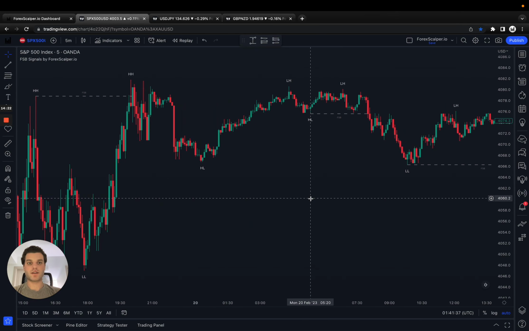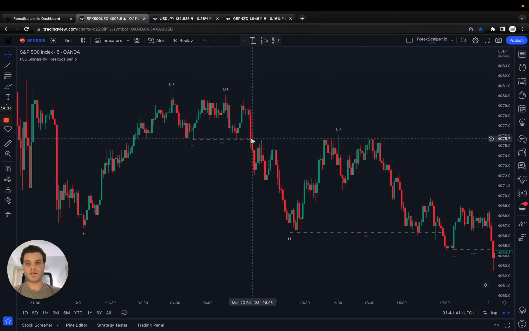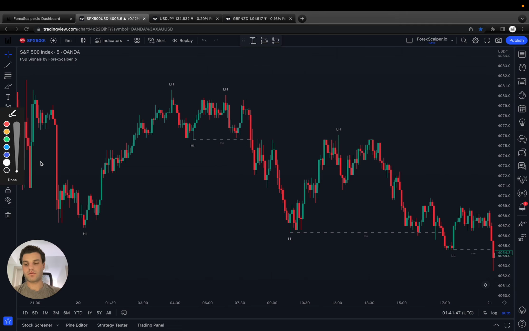So let's continue here. Perfect. This is a picture perfect FSB breakout, because the previous anchor point is a lower high. So the previous anchor point is a lower high, which means we're trending to the downside, right? And we're slowly going to the downside. Market structure.